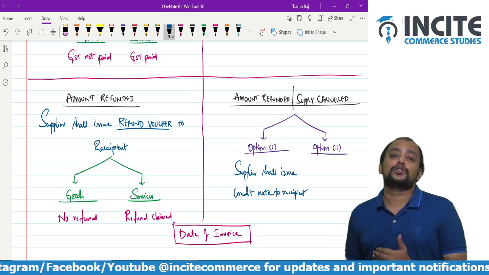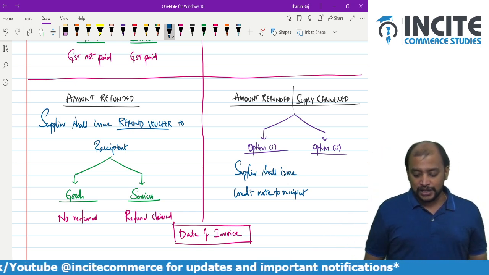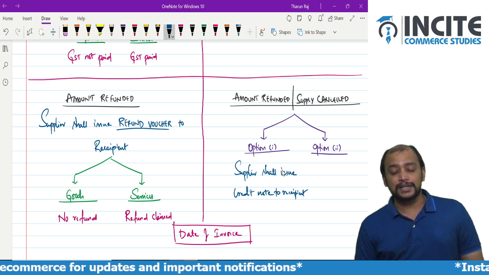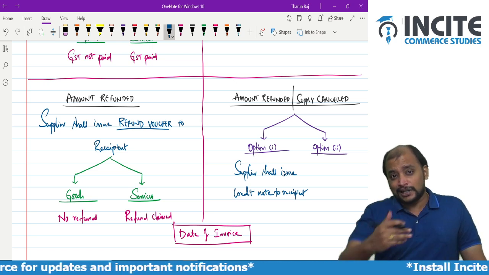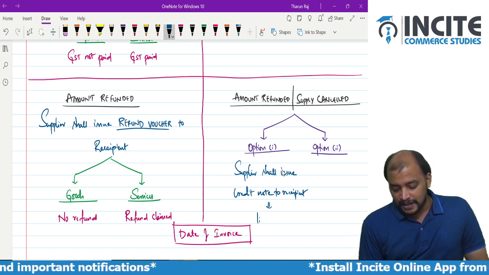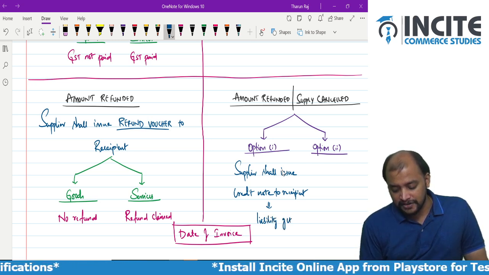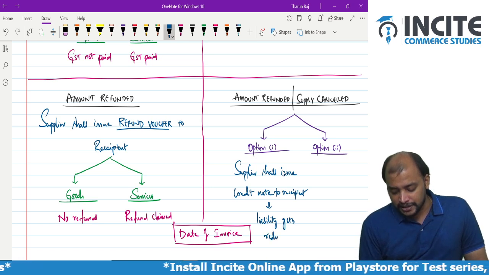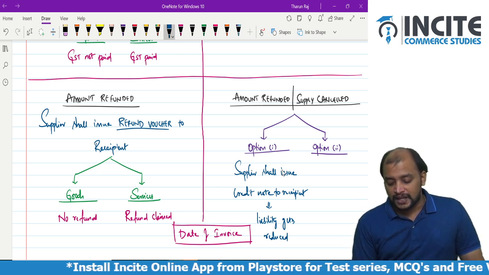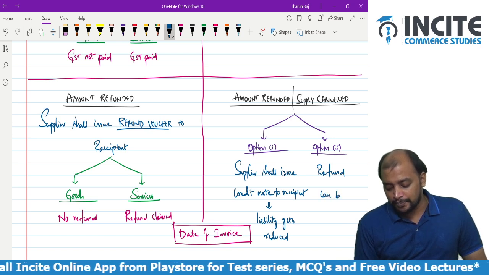What will happen when a credit note is issued? When the credit note is issued to the recipient, automatically the liability gets reduced. So we will not get a refund. Alternatively, we can go for refund. Refund can be claimed.